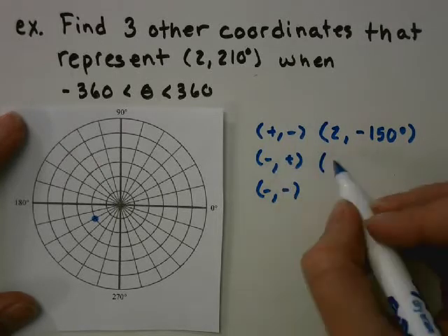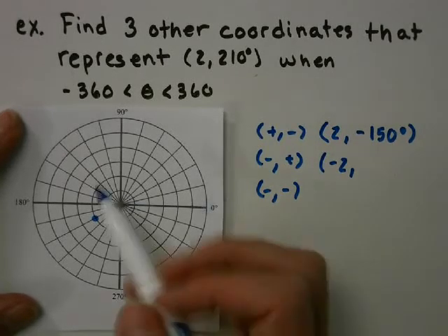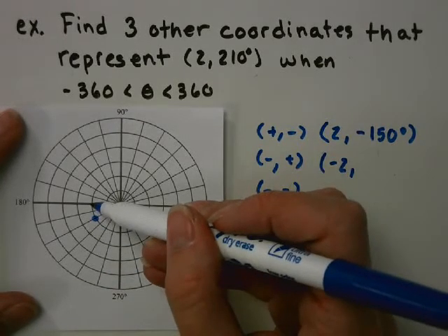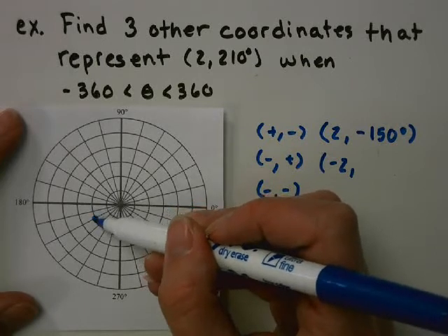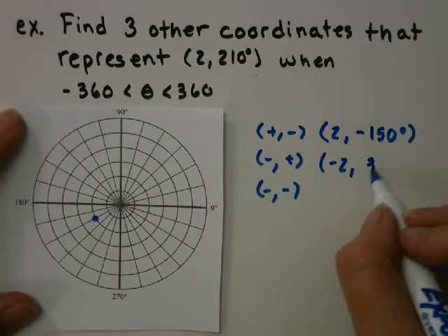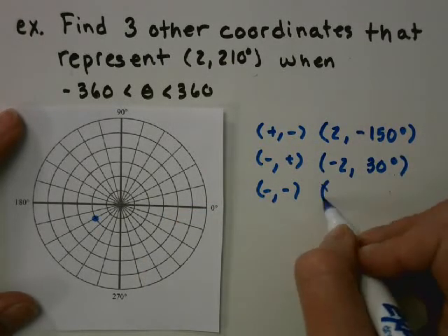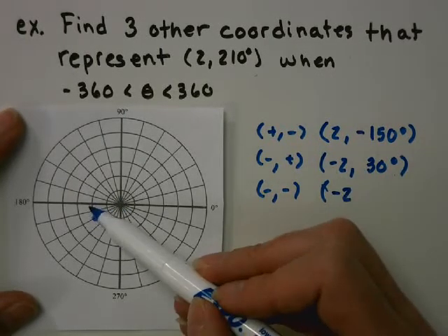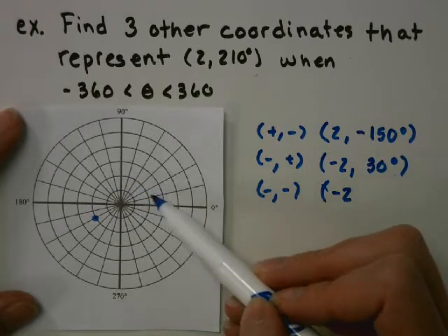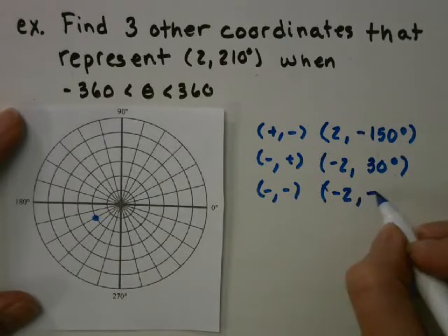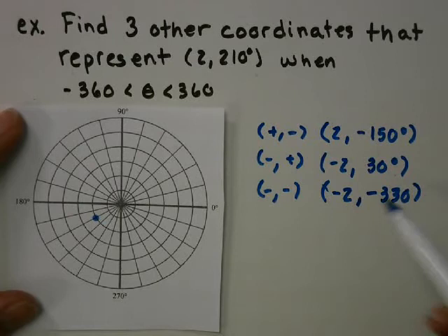Okay, if I have a negative r, that's going to be a -2. So here I'm going to think about if I'm starting here at -2, what angle would I have to go counterclockwise to get here? So this is going to go from here to here, which is going to be 30 degrees. Okay, now if I started at -2 and I went clockwise all the way around here, that angle is going to be 330. So (-2, -330).